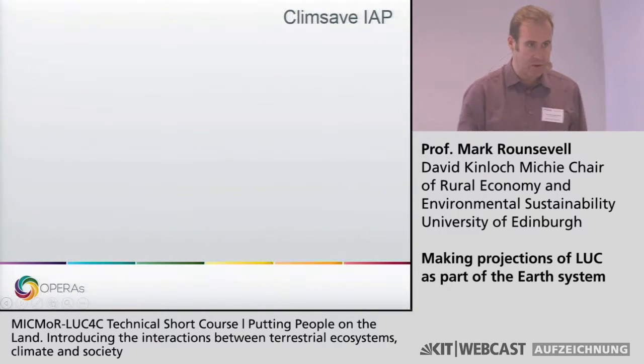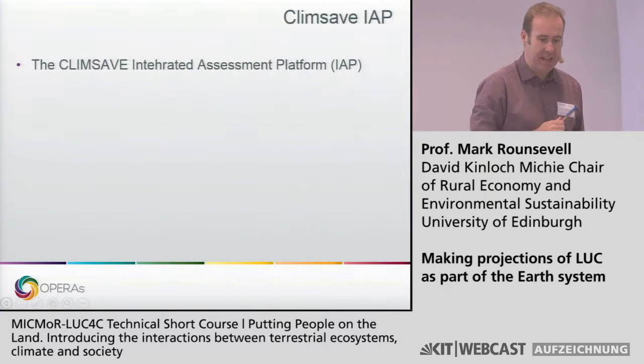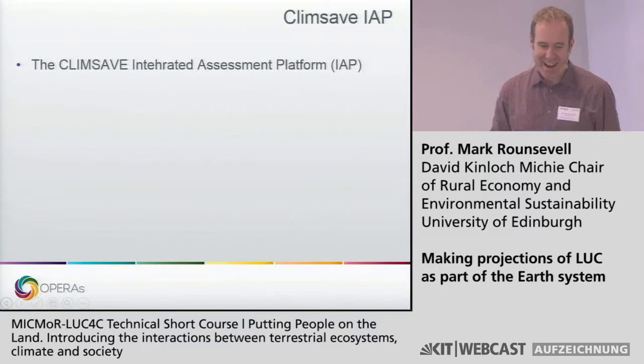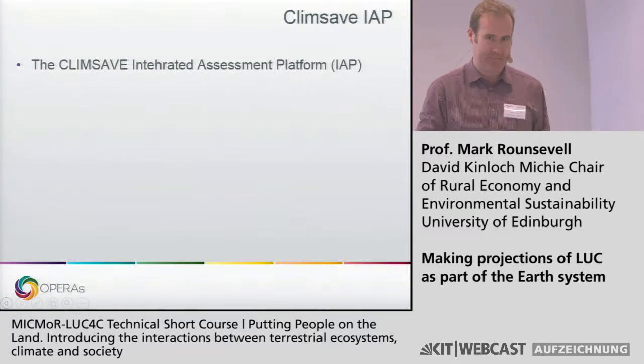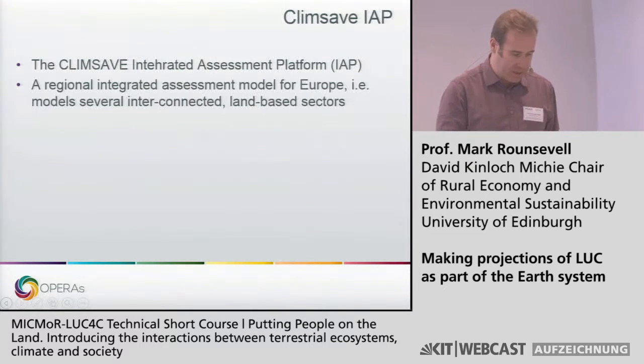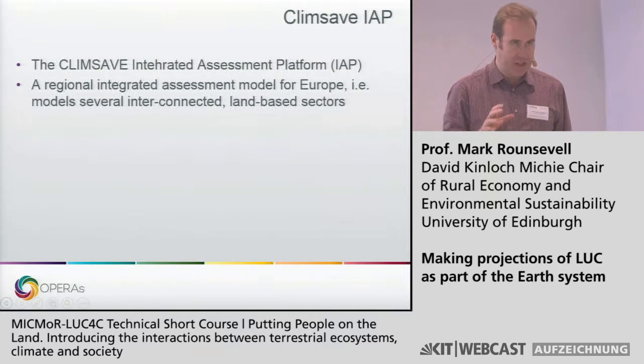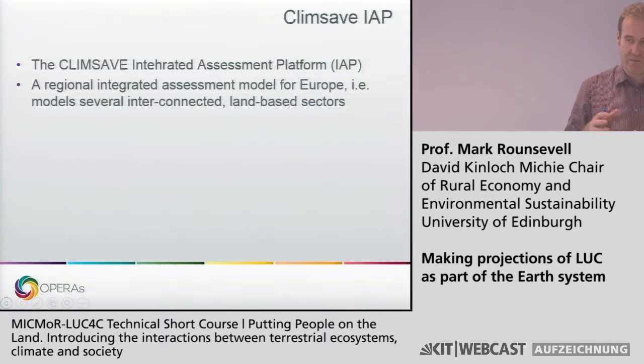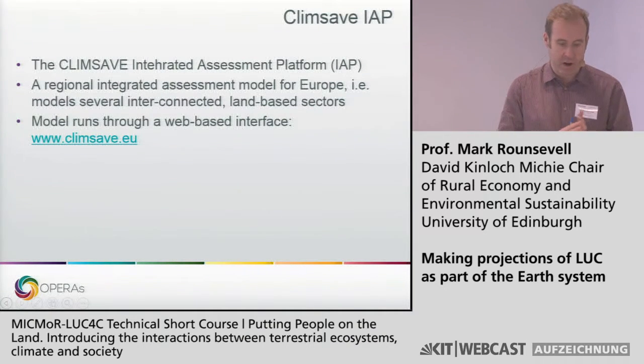Right, first of all, introduction. You're going to use a model called the Climsave Integrated Assessment Platform, or the IAP. All right. So this is, as I said, a regional integrated assessment model. So it's a range of coupled meta-models that cover a range of different land-based sectors. Okay, I'll explain what those are in a moment.